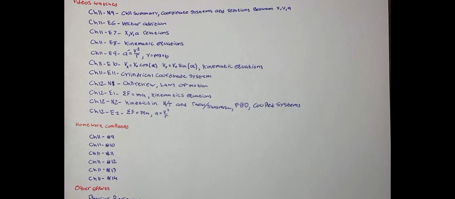Chapter 12, Notes 2 is just kinetics in the normal tangent and radial transverse coordinate systems, as well as dive into free body diagrams and coupled systems. Chapter 12, Example 2 is just sum of the forces equal mass times acceleration, and we're using that along with a equals v squared over r.